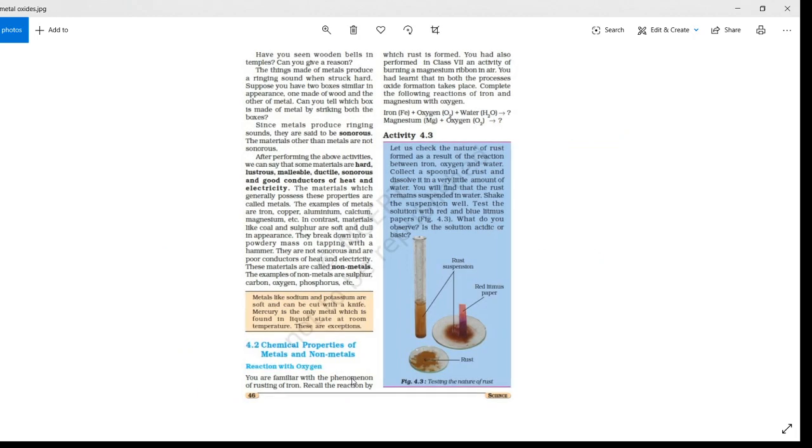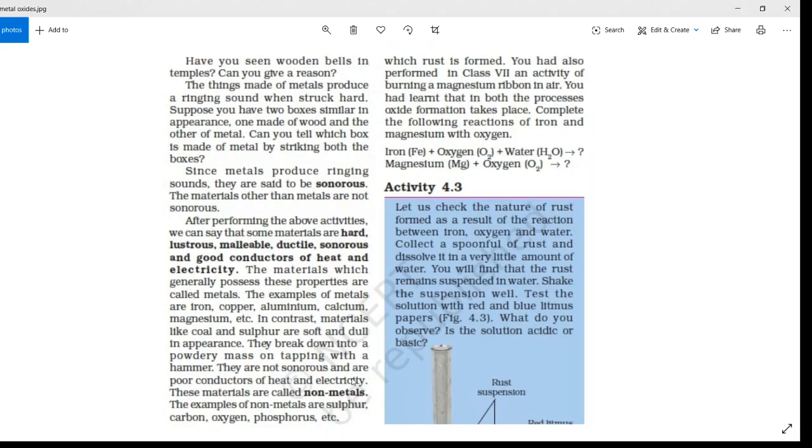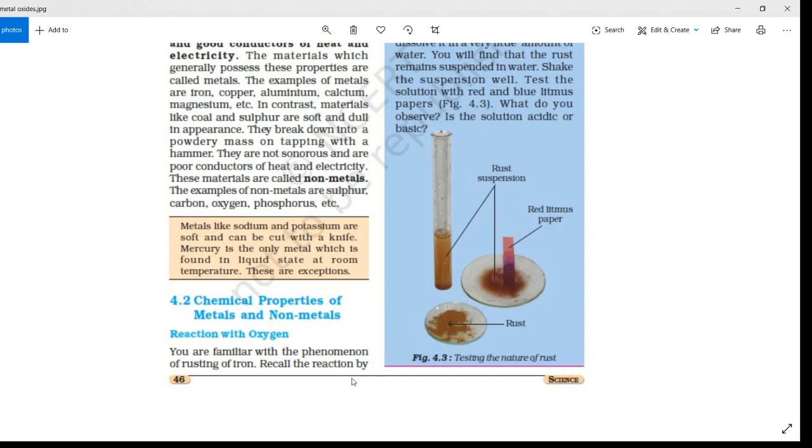Okay, in this activity, that is activity 4.3, you have to take a sample of rust. Rust, you know, forms when iron is exposed to moist air due to the presence of oxygen and water in the air; a layer of rust is formed on the iron, which is a layer of iron oxide. So you have to take a small sample of rust and dissolve it in water. Shake the test tube uniformly so that the rust is dissolved in water.